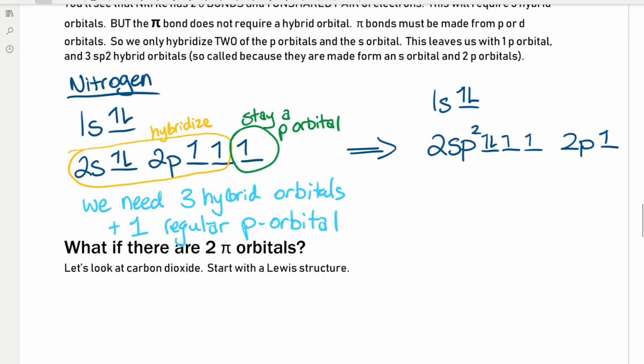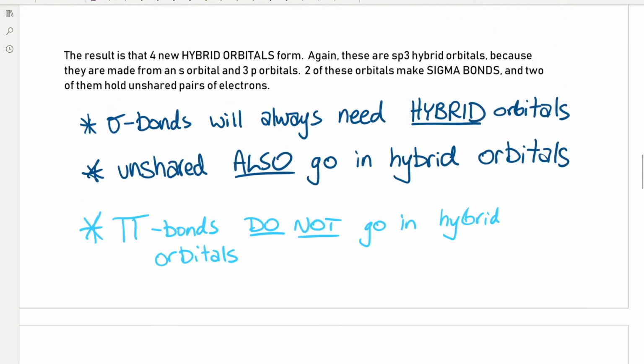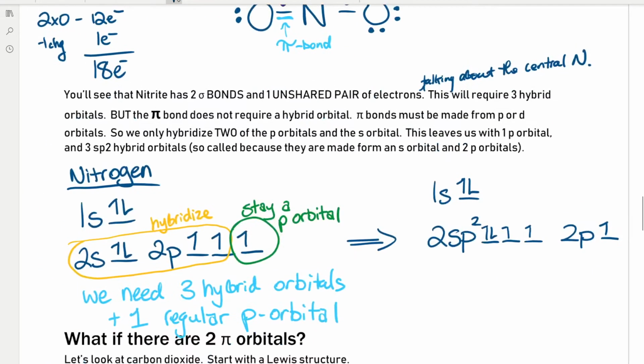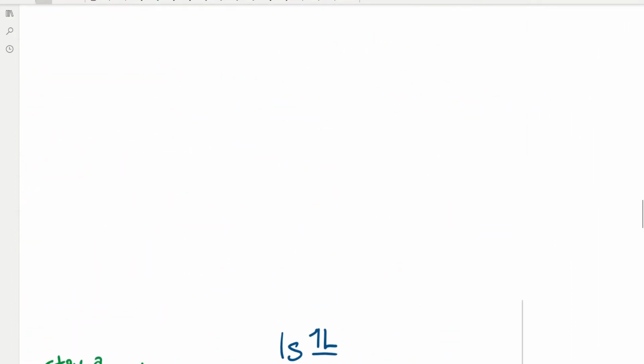So, we said that we need 3 hybrid orbitals and 1 regular p orbital. And the reason we need that is we remind ourselves of our rules. Sigma bonds go in hybrid orbitals, unshared electrons go in hybrid orbitals, but pi bonds do not go in hybrid orbitals, which means that we have here, what colors did I use again?